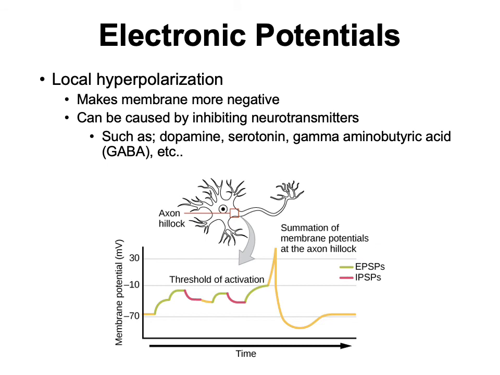Electrotonic potentials cause local hyperpolarization, which makes the membrane more negative on the inside. This can be caused by inhibitory neurotransmitters such as dopamine, serotonin, gamma-aminobutyric acid, also known as GABA.